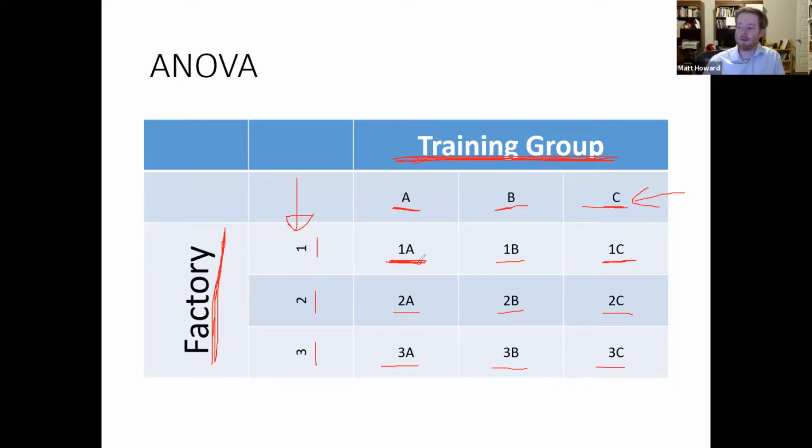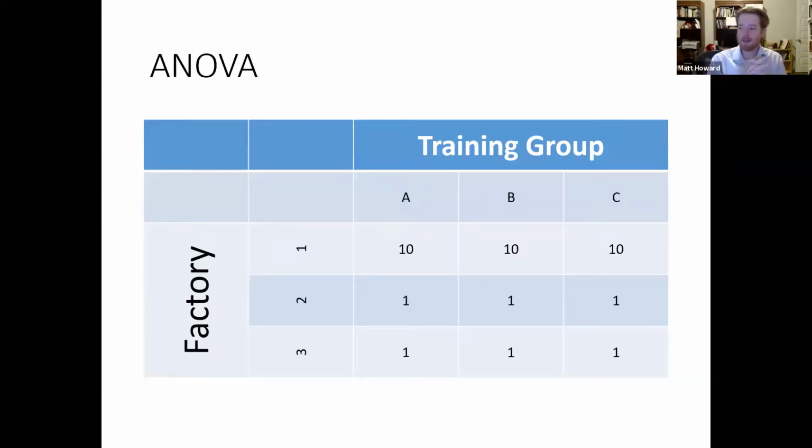We would have to measure their performance, and then we could perform a two-way ANOVA to see, is there a significant difference in regards to training group, and is there a significant difference in regards to factory, in regards to performance. We can assess those differences at the same time. Okay, so here is a possible outcome we could get from that.